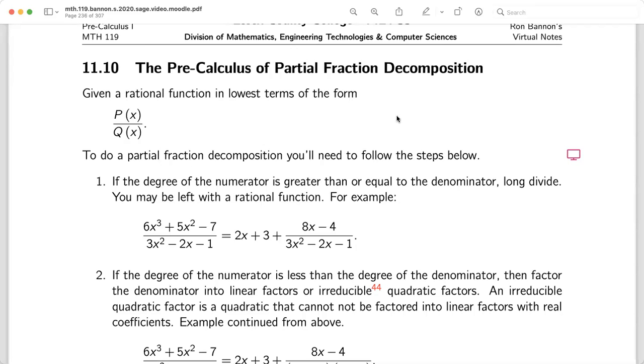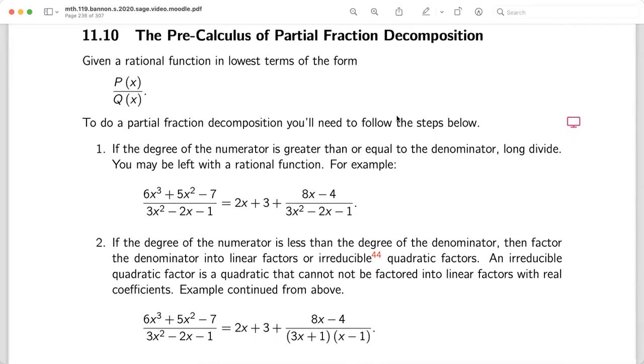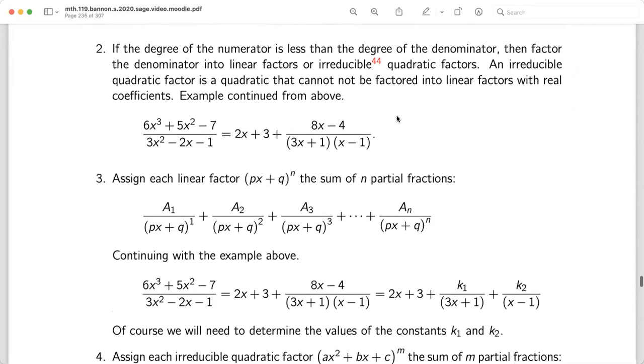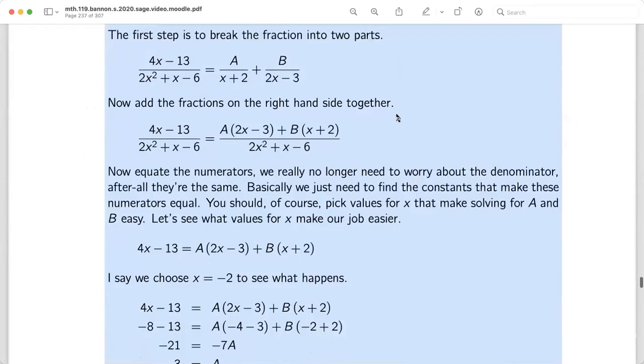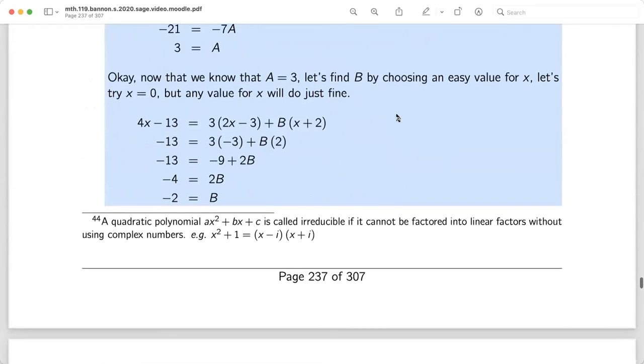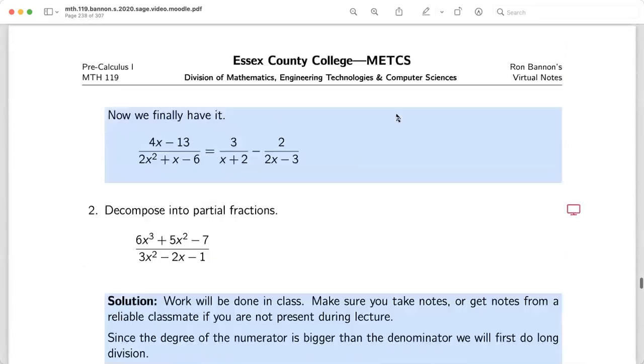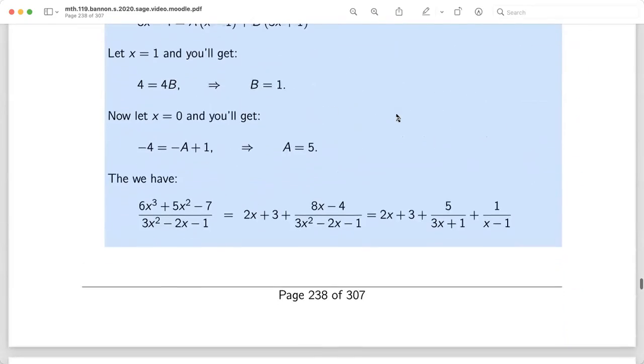Okay, section 11, the pre-calculus of partial fraction decompositions. We covered the material. Hopefully you've thought about what we presented to you and the examples that we've given you, and that you're ready to go and do it yourself, and that you've actually done some of the problems on your own, and you're starting to understand this more completely.